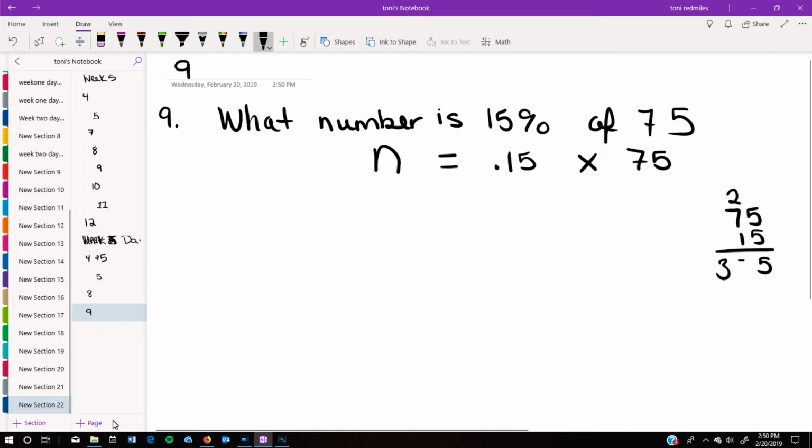Put a 0, so I'm underneath the 1. 1 times 5 is 5. 1 times 7 is 7. Add down. Put my two decimal places back in. N equals 11.25.